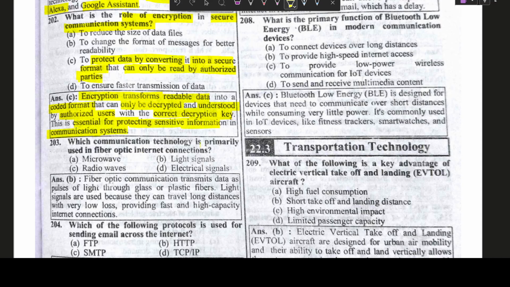Which of the following technologies is primarily used in fiber optic internet connections? It uses light signals. Fiber optic communication systems transmit data as pulses of light through glass or plastic fibers. Light signals are used because they travel long distances with very low loss, providing fast and high capacity internet connections.